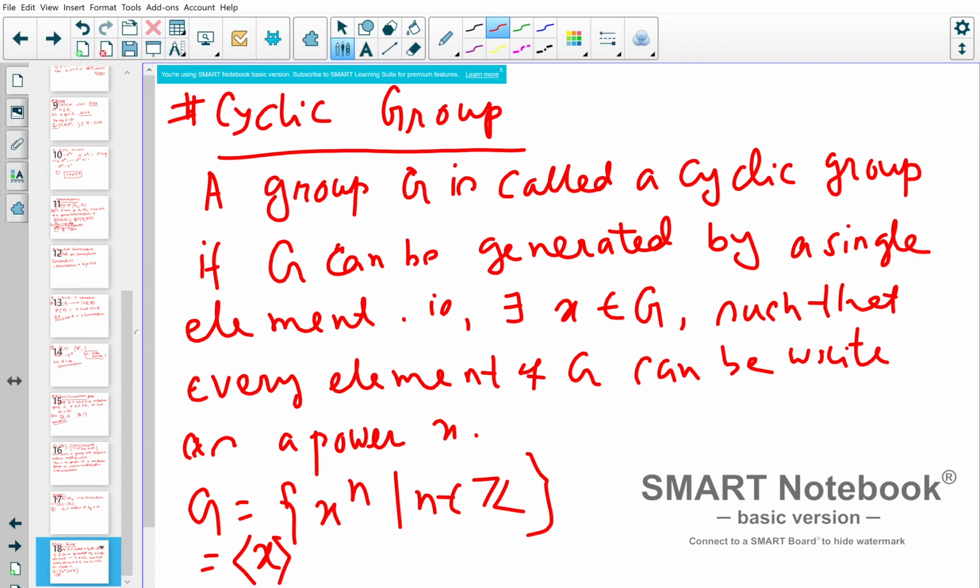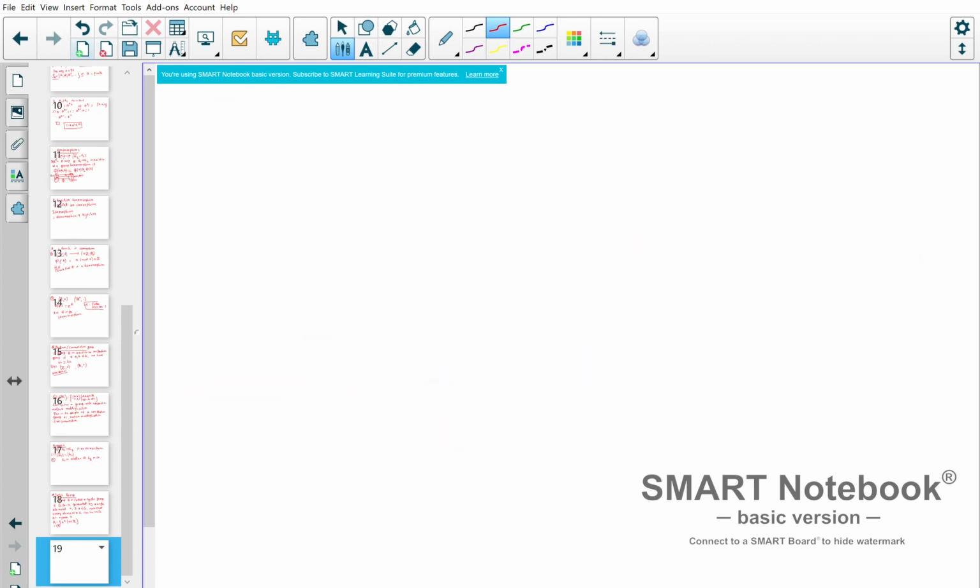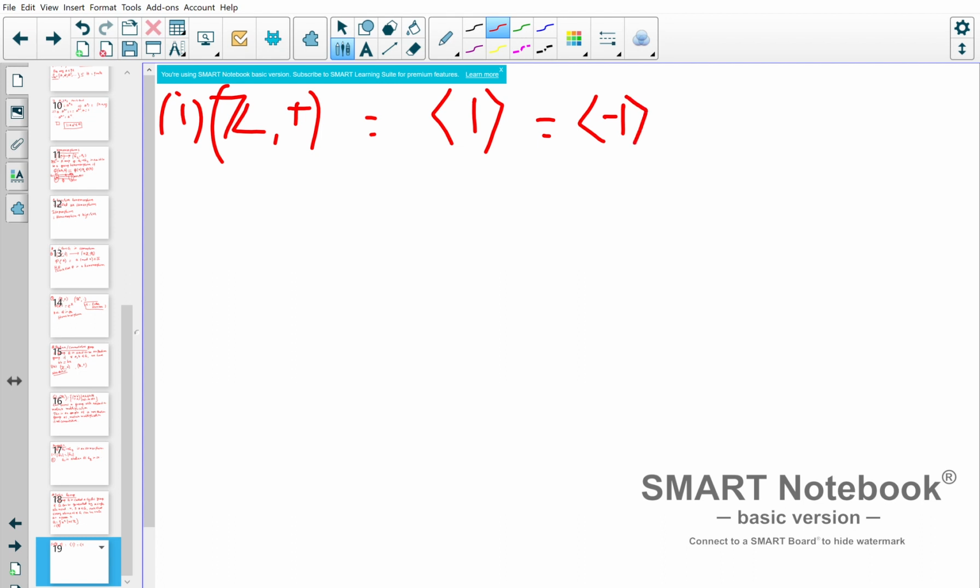And you have several examples again. Cyclic groups, for example, Z itself, Z plus, right? Z plus is generated by one. One is the generator. Similarly, obviously, minus one also generates.